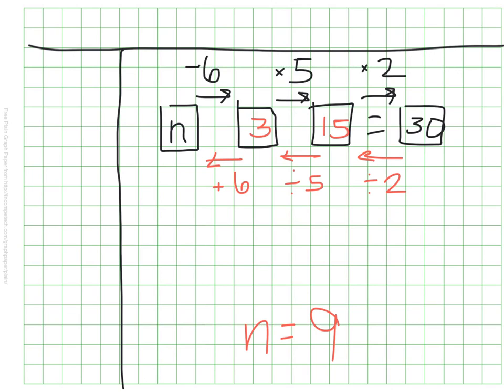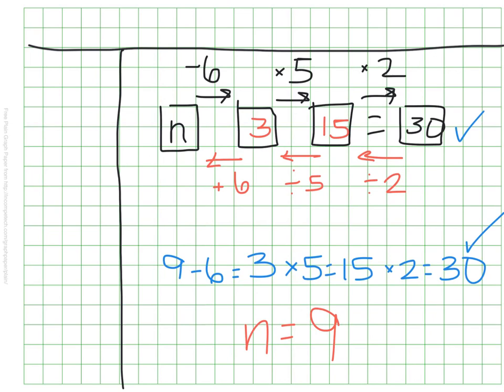How'd you do? Our mystery number, the variable n, represented 9. And I can double check, right? Because I can do 9 minus 6 gives me 3. 3 times 5 is 15. 15 times 2 is 30. And that's what I should have gotten.